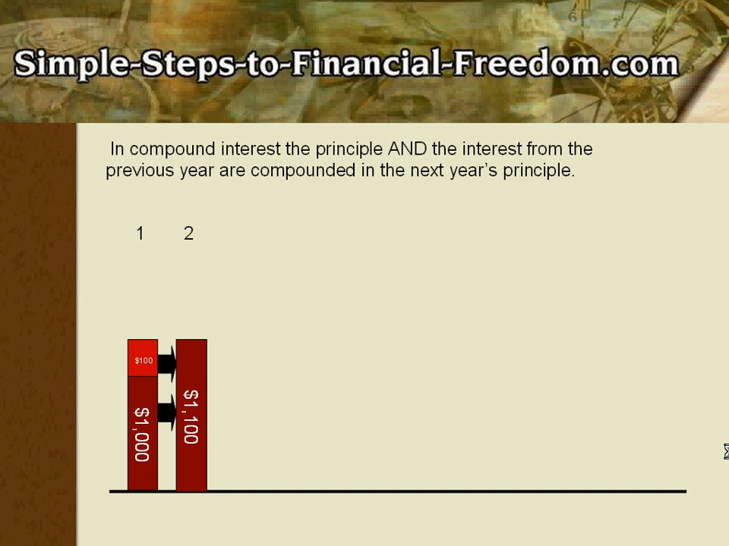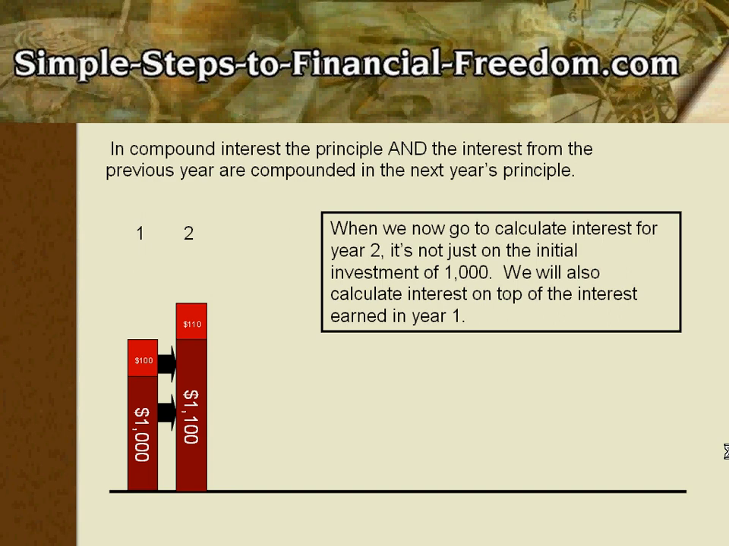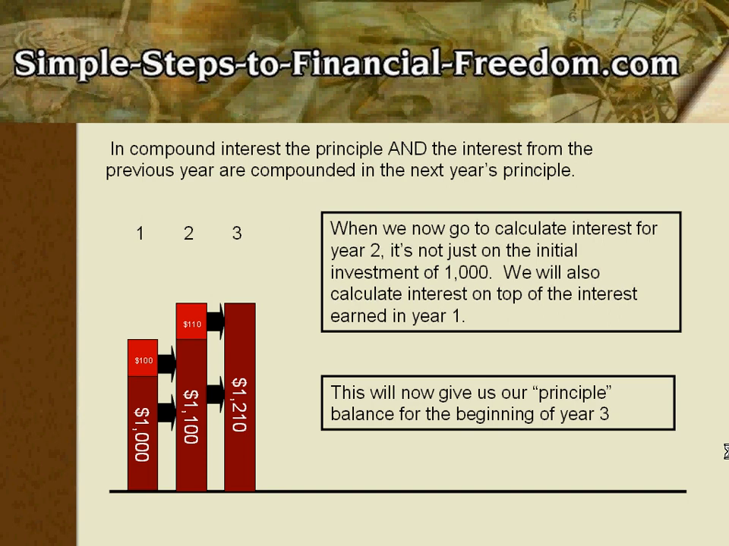When we now go to calculate interest for year two, it's not just on the initial investment of $1,000. We will also calculate interest on top of the interest earned in year one, and therefore the interest amount is higher. It's now not just $100, but it's $110 because it's calculated on the principal, which was $1,000, and the interest, which was $100. So now we're calculating on $1,100, which gives us the interest of $110. This will now give us our principal balance for the beginning of year three.